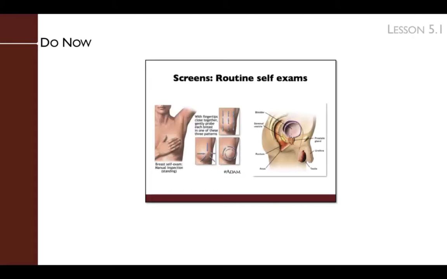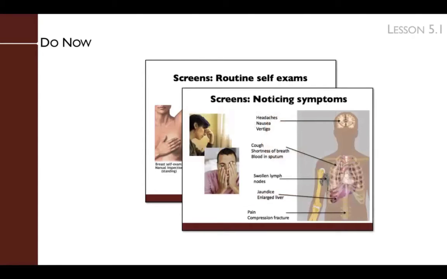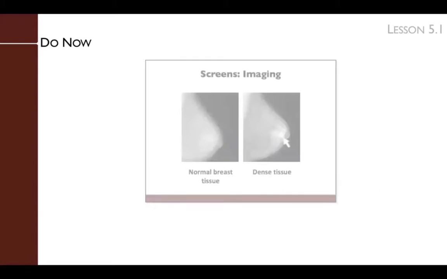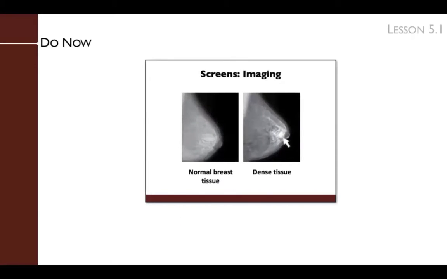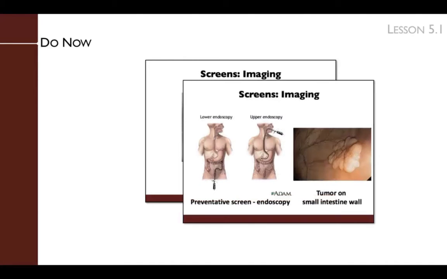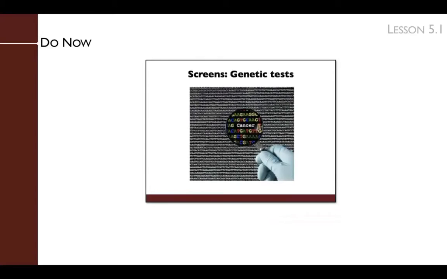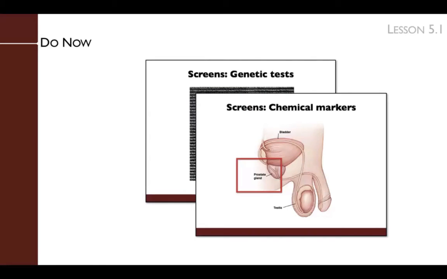People can screen themselves at home by performing routine self-exams, or even just by taking note of persistent symptoms. Imaging screens, such as mammograms, are performed on women after they reach a certain age to detect any abnormalities in breast tissue to prevent breast cancer. It is also possible to screen internal organs, such as the stomach, esophagus, and colon, by inserting a camera through the person's digestive tract. Genetic screens and chemical marker screens can also identify abnormalities.